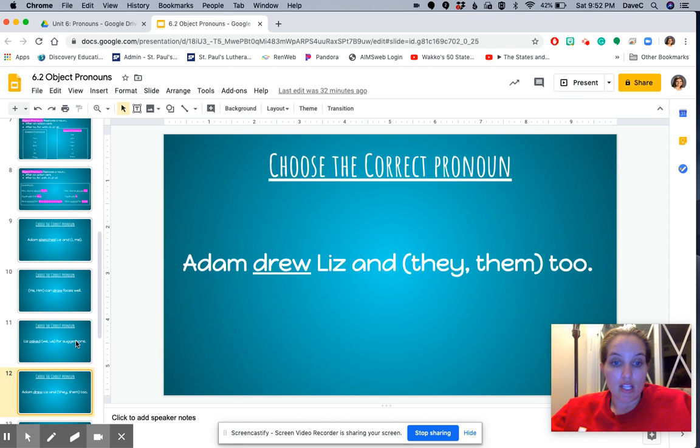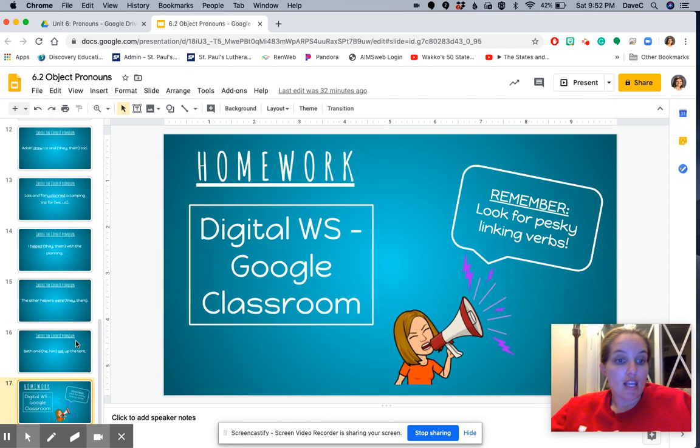So pay close attention. And then when you get down to the end, it will tell you you will have a digital worksheet. This time it will be in a Google form that you can complete on Google Classroom and then just submit it when you're done. And that will be it.